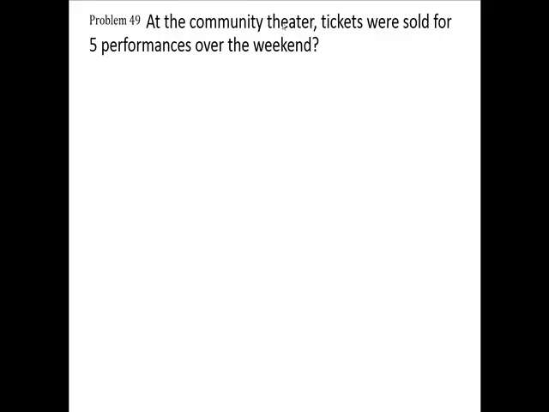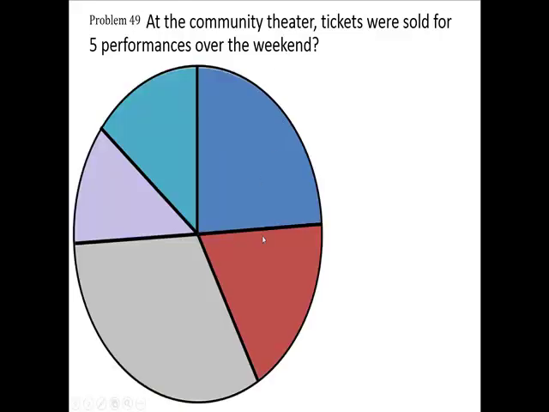At the community theater, tickets were sold for 5 performances over the weekend. So we're going to have a circle graph with 5 different nights: 1, 2, 3, 4, 5. And we know on Friday night, 24% of the tickets were sold. Saturday's not as busy as Friday night. You only had 18% of the tickets sold.